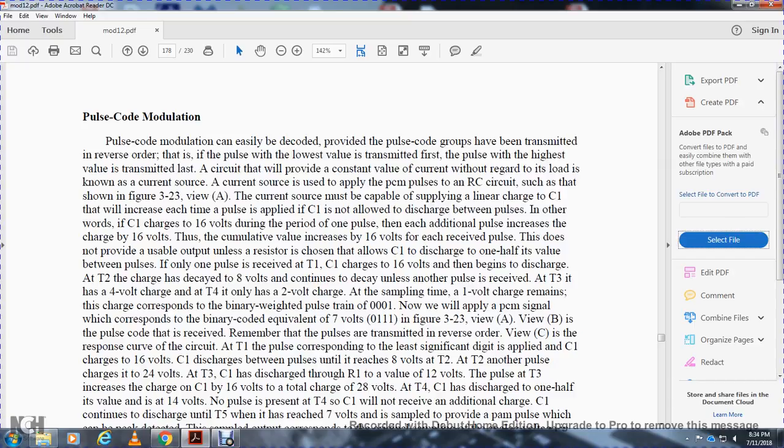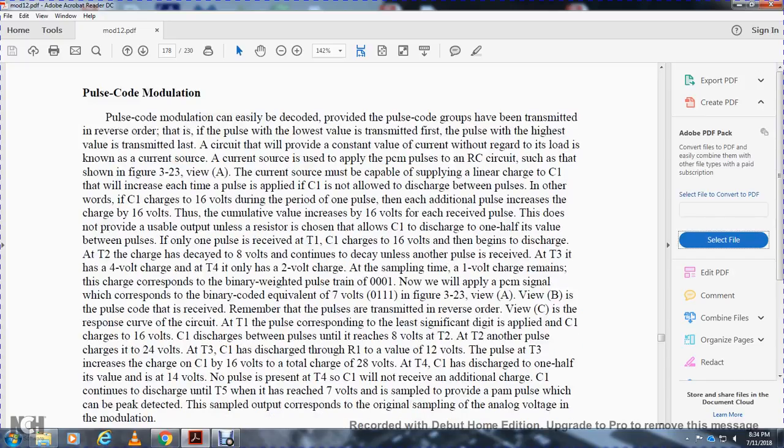Remember the pulse is transmitted with the reverse code, view C. That is the response curve of the circuit. For transistor 1, the pulse corresponding to the least significant digit is applied with capacitor 1 charging to 16 volts. Capacitor 1 discharges after the pulse until 8 volts at transistor 2. Transistor 2 gets another pulse, for a charge of 24 volts.